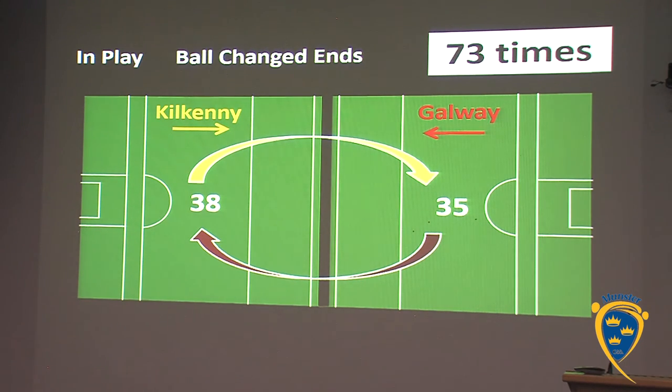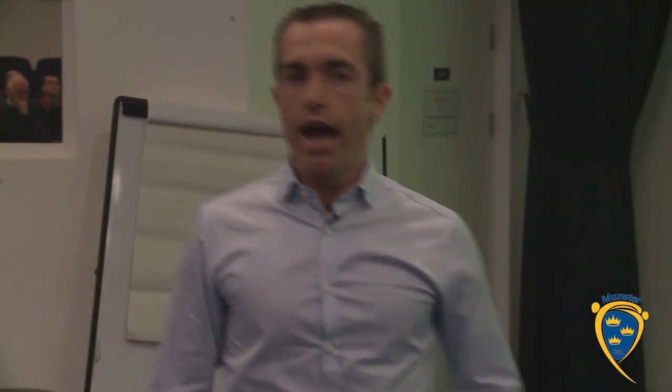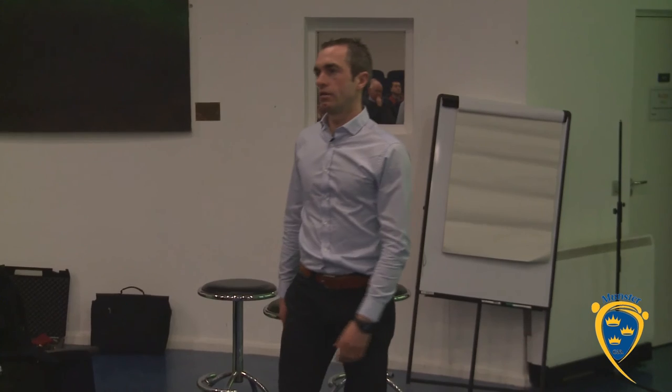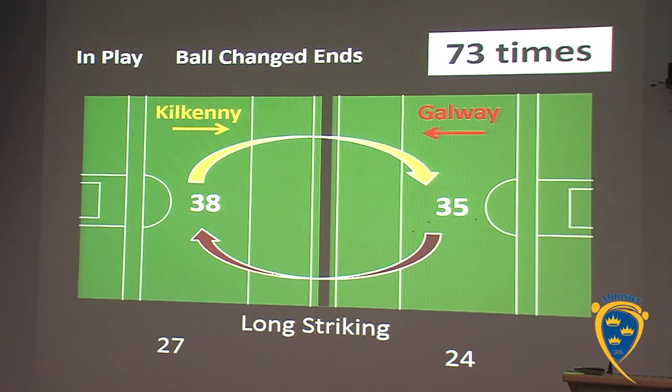So 35 or 38 times they had to look at the ball coming into their area, be it from a short distance or long distance. And the majority of the time was performed long striking, and that is over 40 metres. So 27, 24 times they had to read the flight of the ball coming from more than 40 metres.